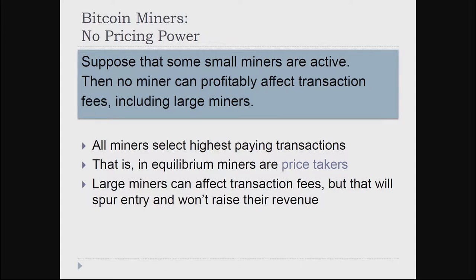So the first result is that this Bitcoin market structure, or the open decentralized nature of Bitcoin, removes the pricing power of the miners, even if they're large. The way to see this is if you're a small miner in Bitcoin, you have no pricing power. If I'm a small miner, what can I do?